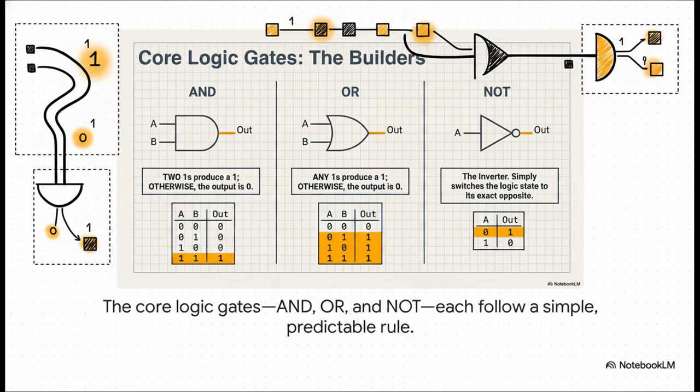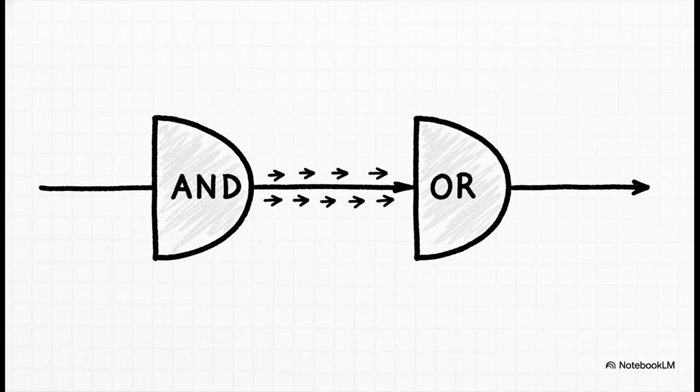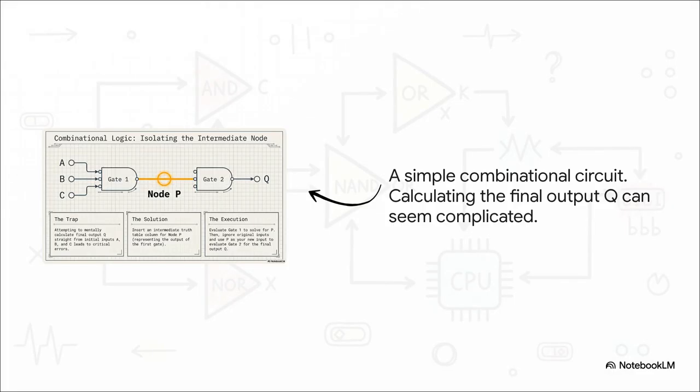But the real power comes when we start connecting them together. And this, right here, is where the real magic happens. When the output of one gate becomes the input for another one, we've created what's called a combinational logic circuit. The result from one decision flows right into the next. It's this simple act of chaining them together that lets us build up from basic rules to incredibly complex behaviors. Now, a circuit like this can look a little intimidating at first. You've got multiple inputs, gates feeding into other gates. Trying to figure out that final output, Q, just by looking at it can feel like a real puzzle. But don't worry, there is a totally systematic way to solve it every time.